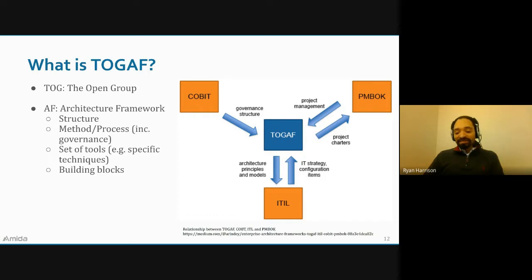So an enterprise is going to say, I'm going to take some of these processes from TOGAF, and I'm going to take some of these processes from PMBOK, I'm going to take some of these processes from ITIL, I'm going to have some processes imposed upon me by various ISOs or HITRUST or HITECH, and that will become the framework that's tailored to a specific enterprise.